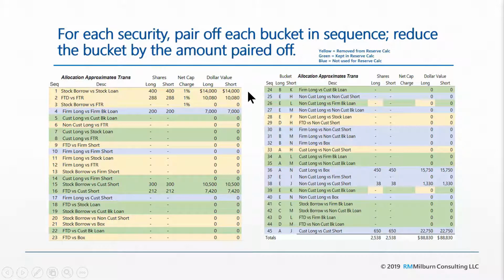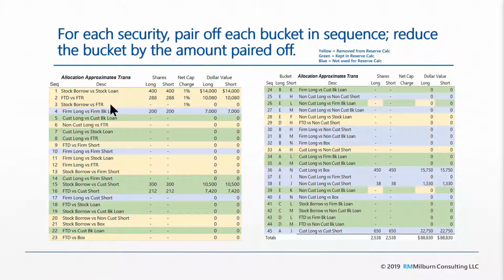We come over here to the legend. We can see that yellow is equal to removed from the reserve calc. Therefore, we're going to remove $14,000 from both the debits and the credits. Same situation here with the fail to deliver versus the fail to receive. And also, well, there's nothing here but the stock borrow and the fail to receives. Notice that we did not have any transactions that were actually stock borrow versus stock loan or fail to deliver versus fail to receive. However, the rule allows us to pair these amounts off.